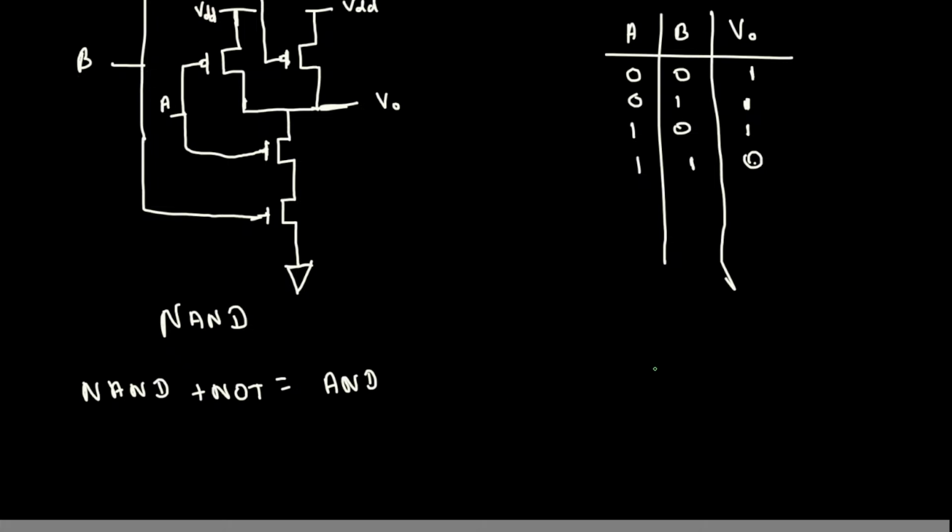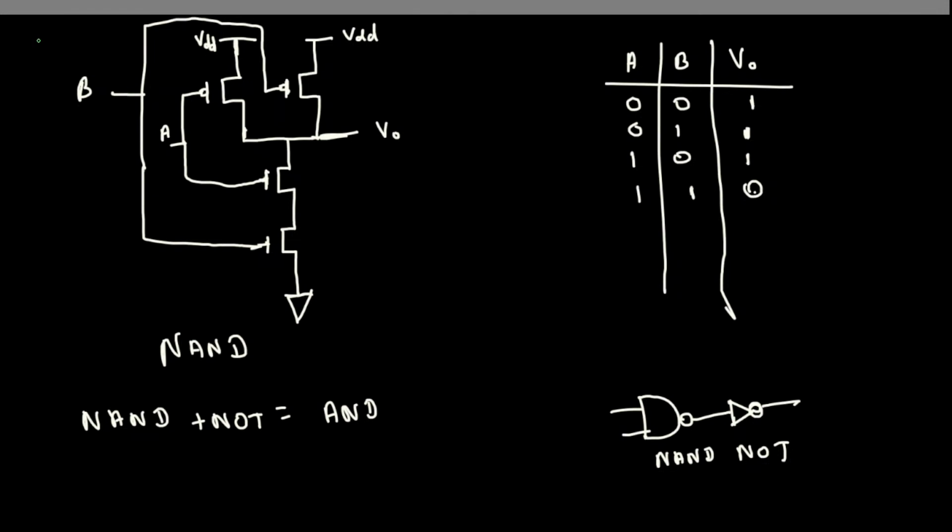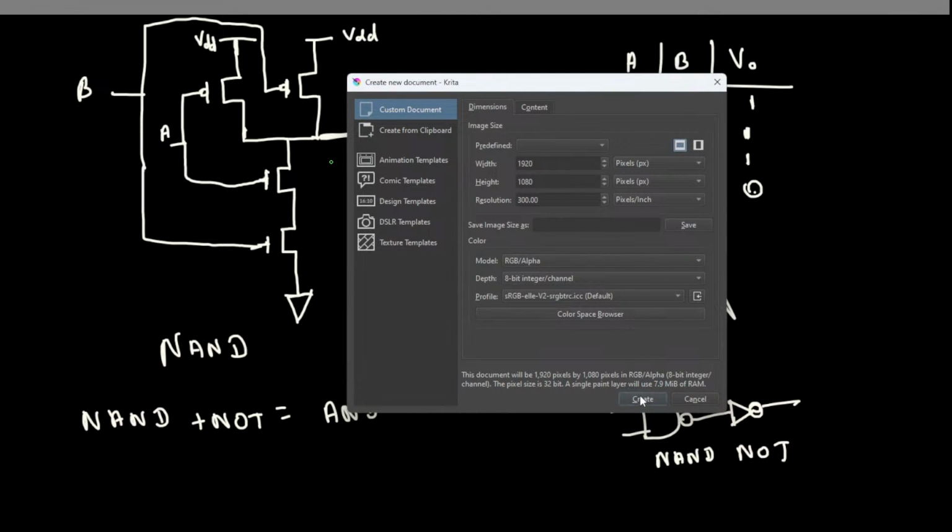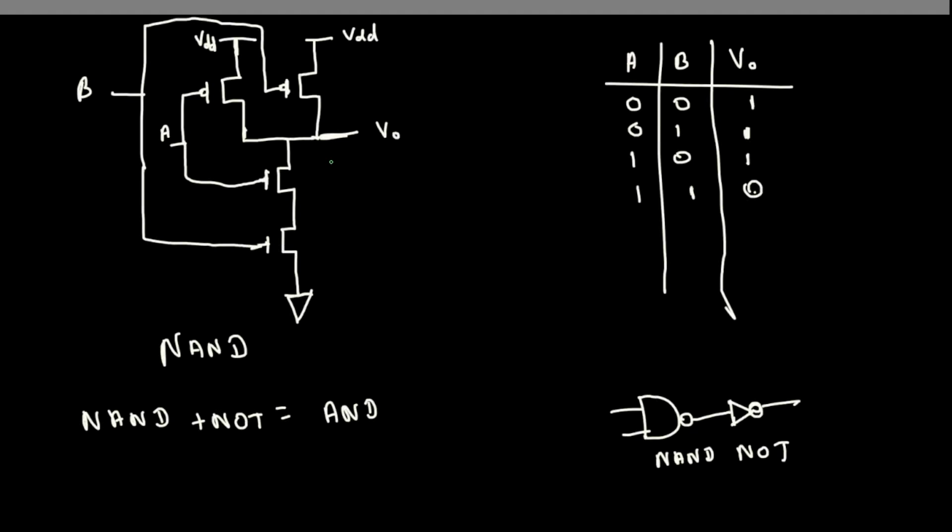Let's say you have a NAND gate like this. If you attach a NOT at the end, that's an AND gate. Okay, this is NAND plus NOT. So how does the diagram look like? We can see that here. To design this one, what you have to do is just copy this diagram right here.